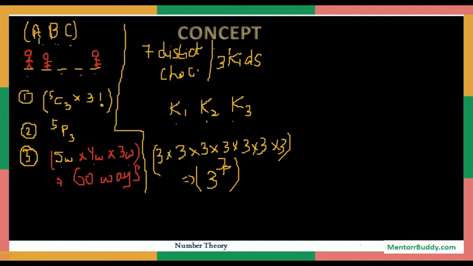Now what is the difference between these two questions? In the first question, if one of the seats is occupied by A, obviously B can't occupy that seat again.